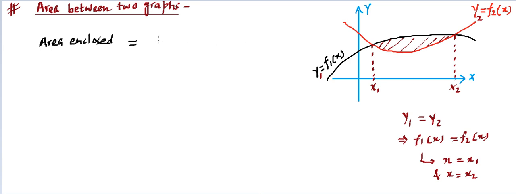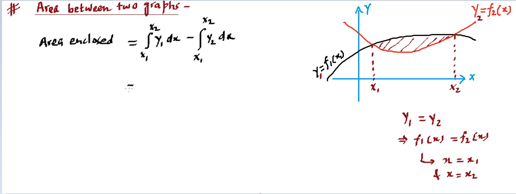So we can say this is the area under the upside graph minus the area under the downside graph. I'm writing directly: it's going to be the integration of the upside graph, which is f1(x), you can call it y1 dx, with limits from x1 to x2. That's the area of the graph lying upside between these intersection points, and out of it I'm going to subtract the integral of y2 dx with the same limits. This is going to be the area enclosed.